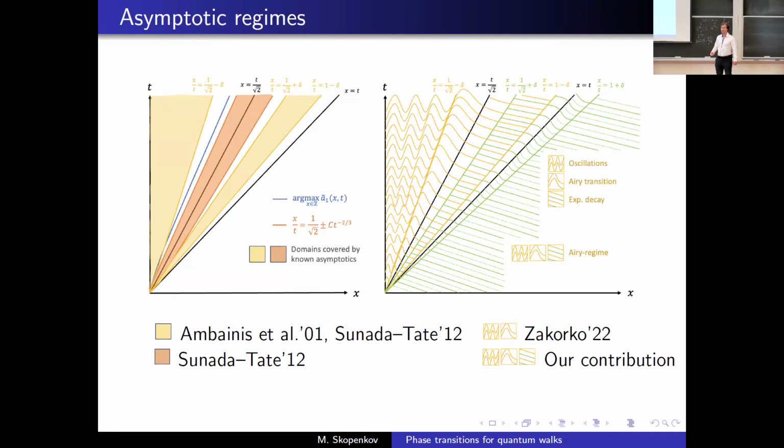Why do we care about such an asymptotic formula? One reason is that this allows us to find a precise asymptotic formula for the maximum of the distribution. So now the theorem.